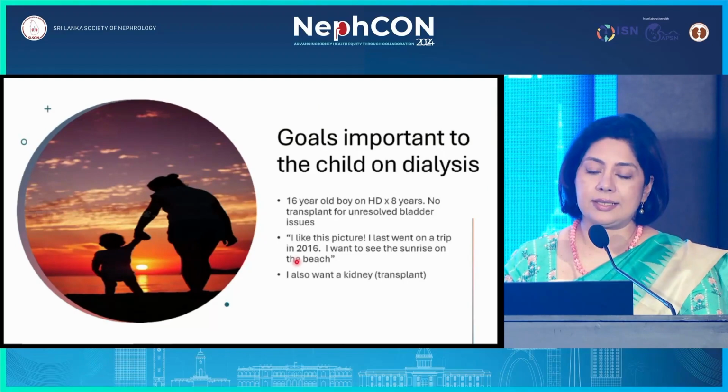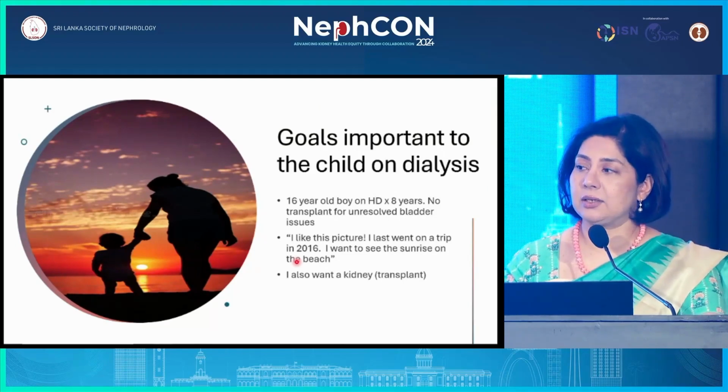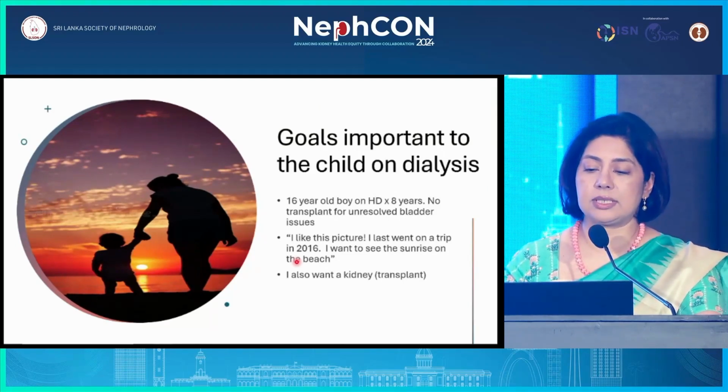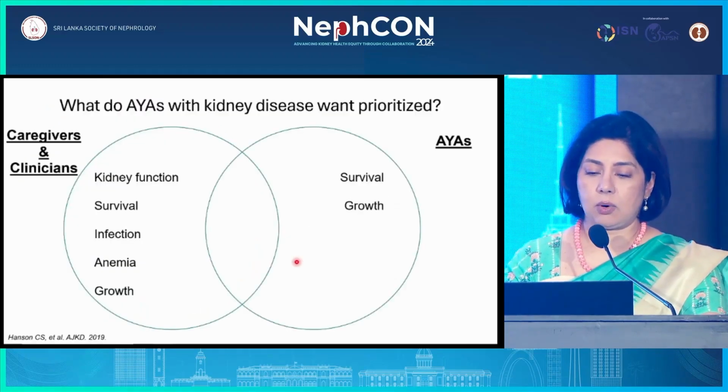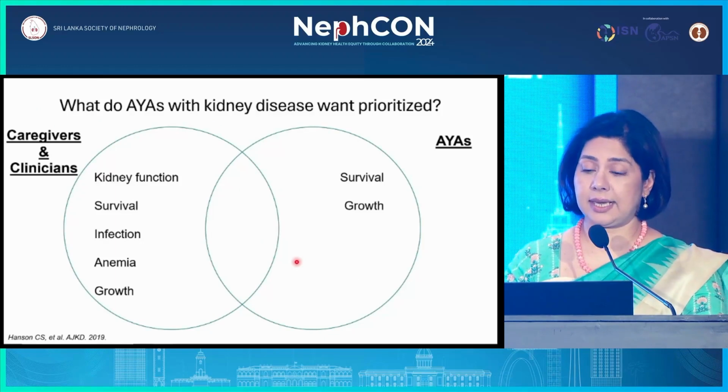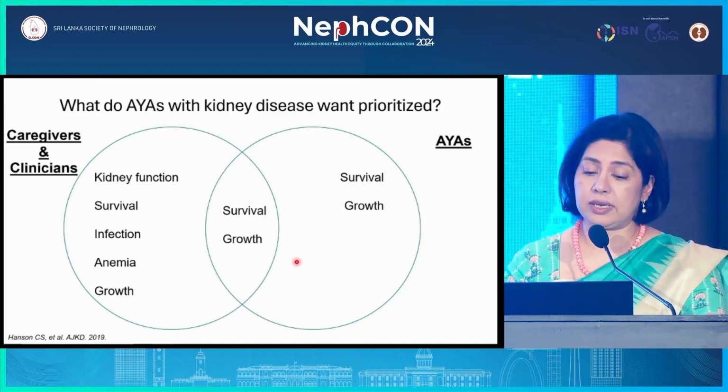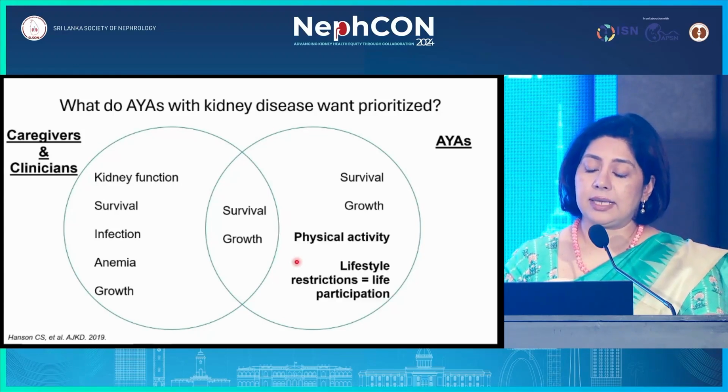He also wanted a kidney transplant. So I think asking children what they think and what they want is really important. So what do adolescents want? The clinicians, caregivers, and the adolescents all want to grow, to live, to survive. The adolescents also want to be physically active and participate in life.